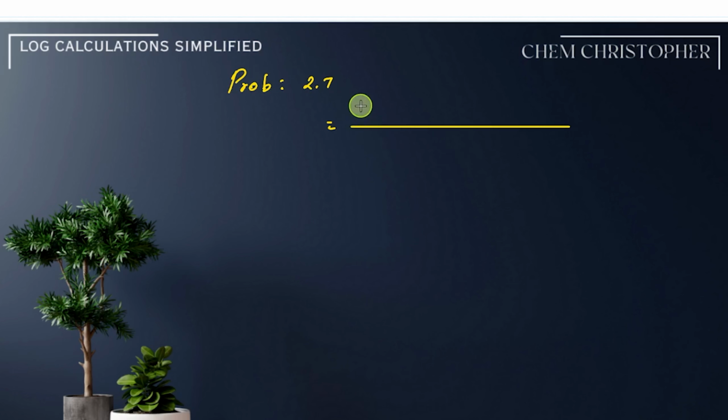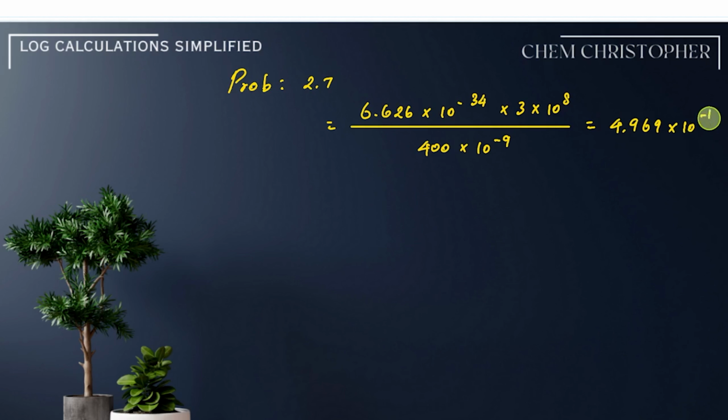So here I have 6.626 into 10 power minus 34 into 3 into 10 power 8 divided by 400 into 10 power minus 9. The answer you should get is 4.969 into 10 power minus 9. You simply write all the 10 powers to the right hand side.